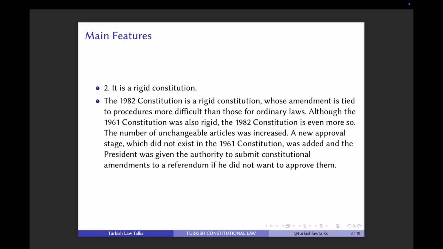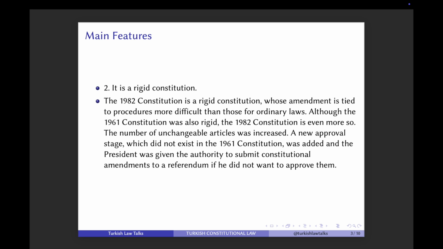Oh, interesting. How did they do that? How did they make it even tougher to amend? Two main ways, really. First, they increased the number of articles that are completely unchangeable, just off limits for amendment. Okay, certain fundamentals locked in. Right. And second, they introduced a whole new stage in the amendment process involving the president. Okay. What does that involve? Basically, if the president doesn't approve a constitutional amendment passed by the parliament, the TBMM, they now have the power to submit it to a public referendum.